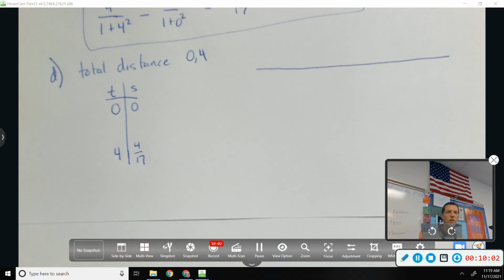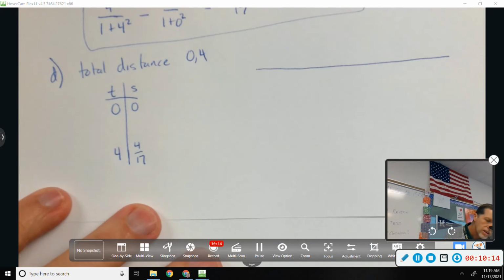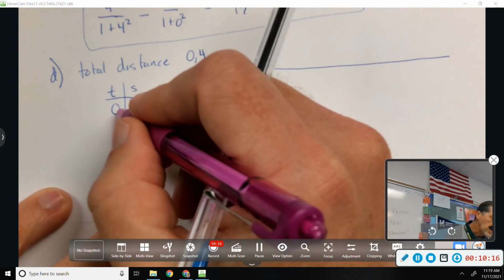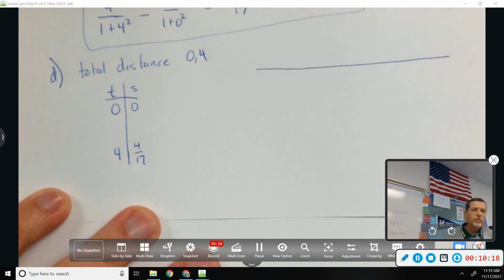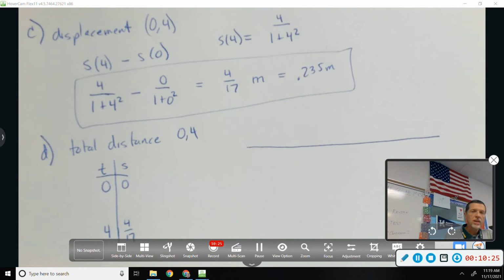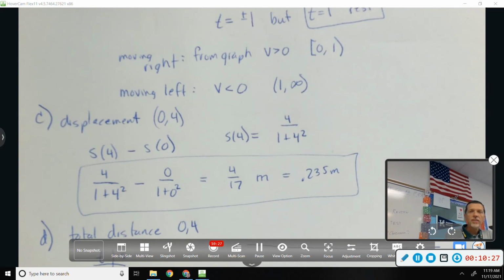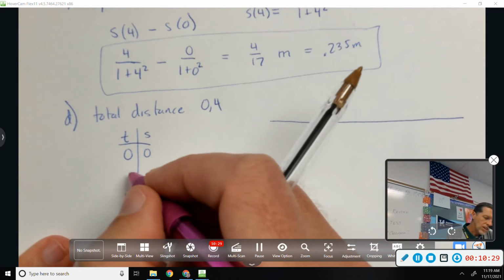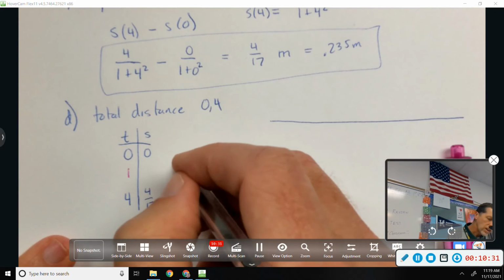So I already know my endpoints. Displacement is just the difference between those two. But distance means I need to account for the fact that if we ran back and forth a couple times. So what number do I need to worry about between 0 and 4? And why? 1. And why 1? That's when it's at rest. That's when it changes directions. So I need S of 1.